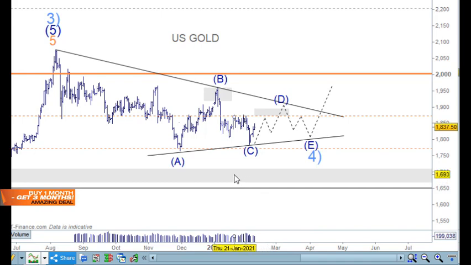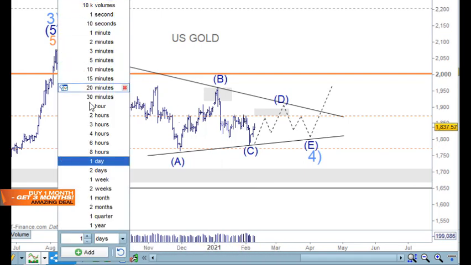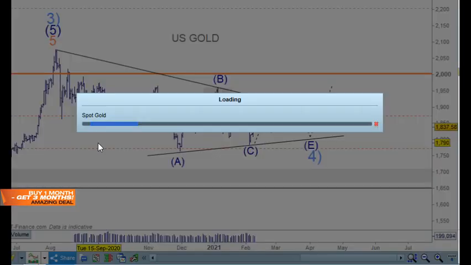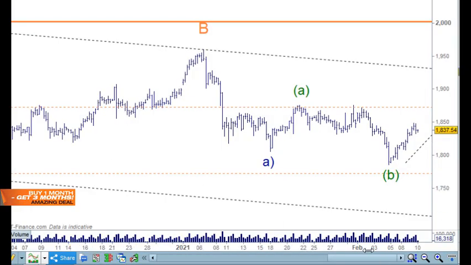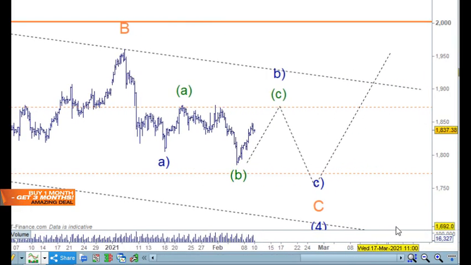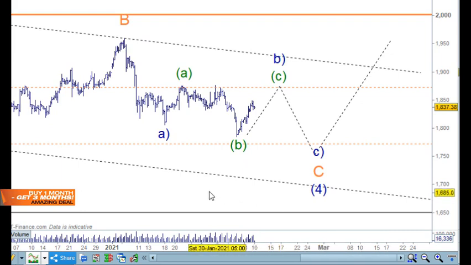And, well, a triangle pattern. So an A wave, a B wave, a C wave, 3 waves here for the D wave, and then the E wave here for wave 4. So that's one way that we could look at it. The other way we can look at it is finishing off like this here.